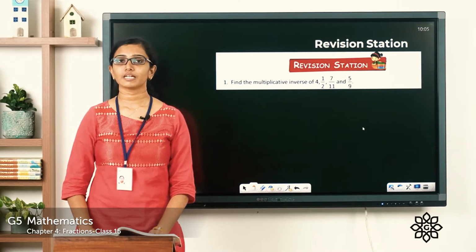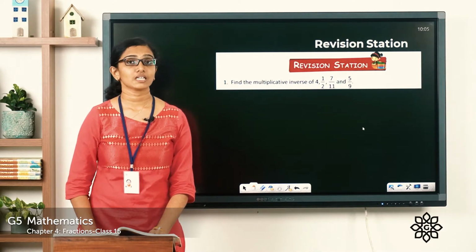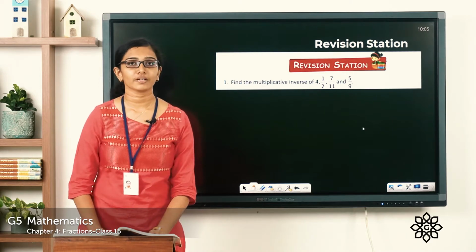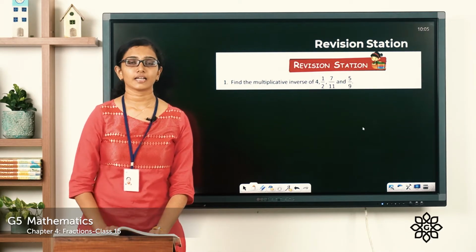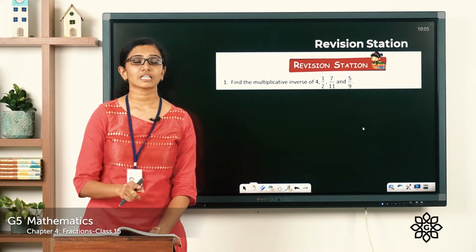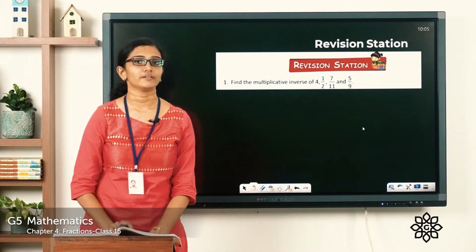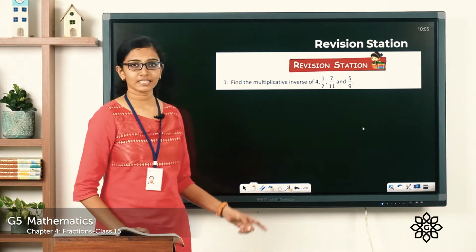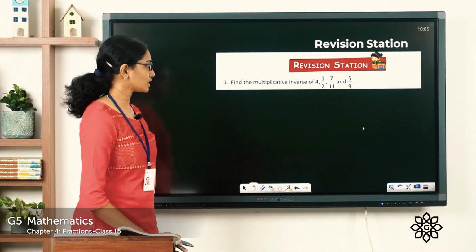So what is multiplicative inverse? Multiplicative inverse or reciprocal of a given number is that number or fraction which when multiplied to the given number gives the product equal to 1. So with that in mind, let's see the multiplicative inverse of each of these numbers.